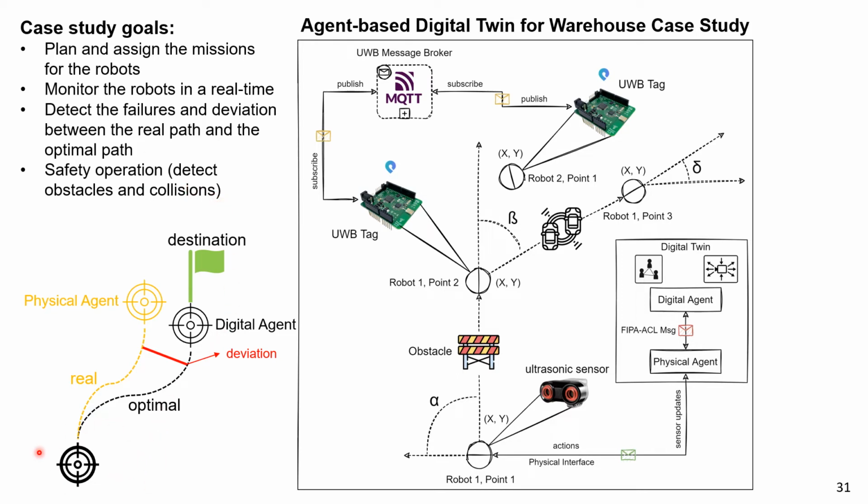For example, imagine we have a robot here and we want this robot to move from this source point to this destination point, and this path represents the optimal path of the robot, the path that the robot should follow. And in order to follow this path, deviation must not happen.